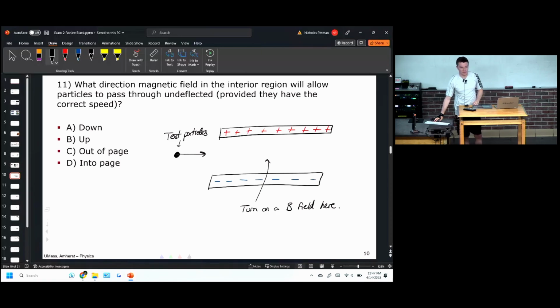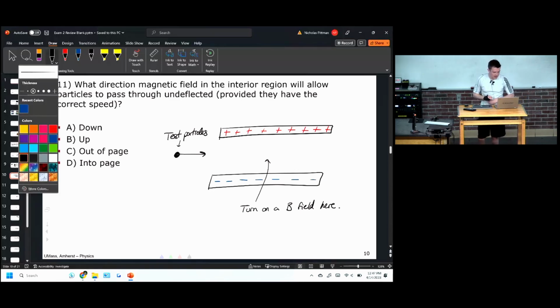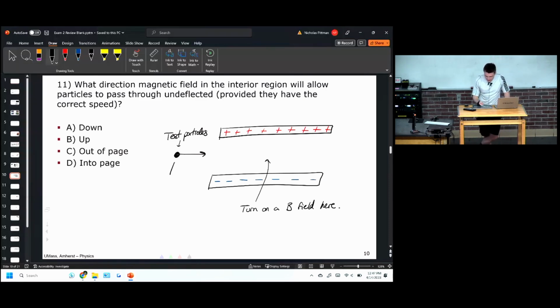Okay, those are the two hardest questions. Now we'll be able to go a bit faster. Okay, this is called a velocity selector. There's an electric field that will push particles, or positive particles, down. Figure out what direction magnetic field allows particles to pass through undeflected. Now, a quick remark is that it doesn't matter if the test particles are positive or negative.